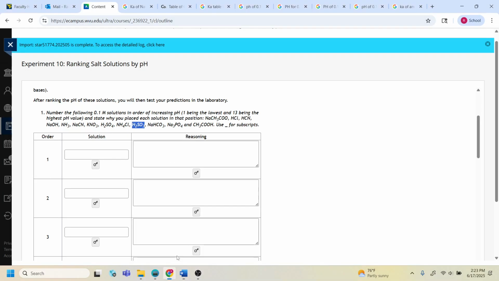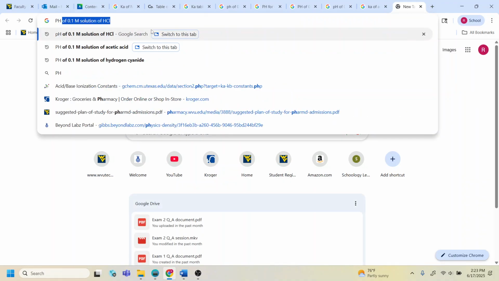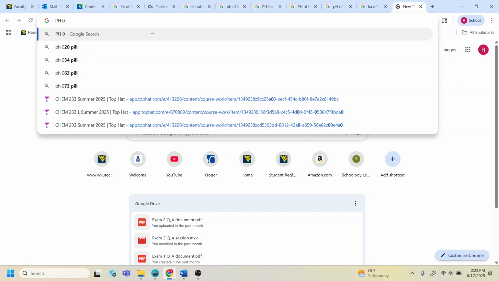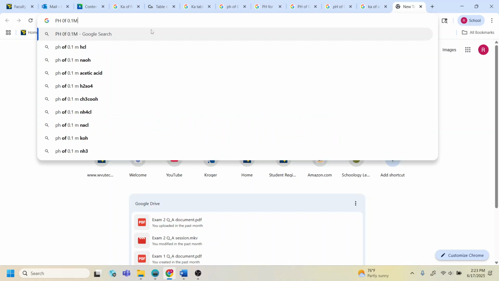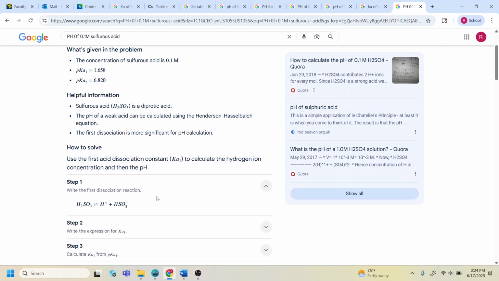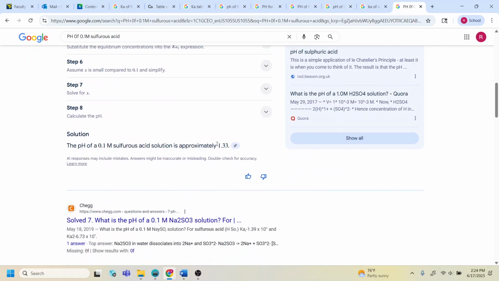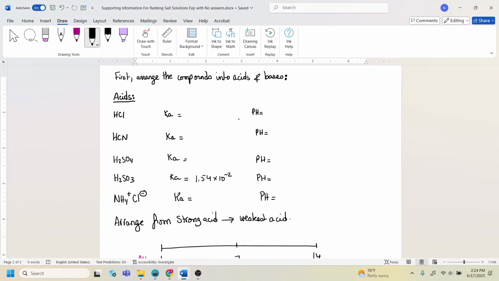So all you need to do is just go to Google and type in pH of, because it's a solution, right? So 0.1 molar sulfurous acid. And then it's going to give you the pH of that solution. If you scroll down, the pH is approximately, this is of a 0.1 molar solution at room temperature, the pH is 1.33. So you go ahead and write that down.